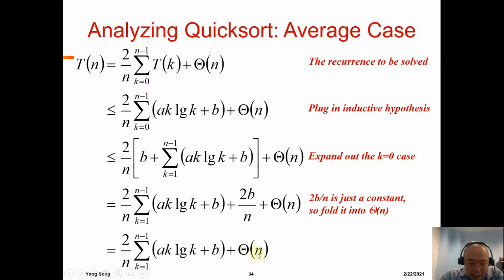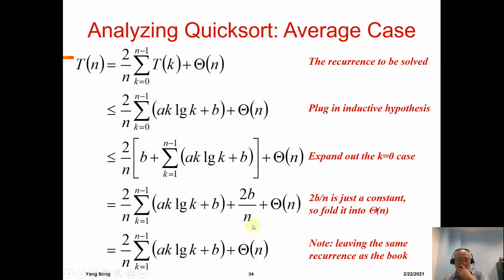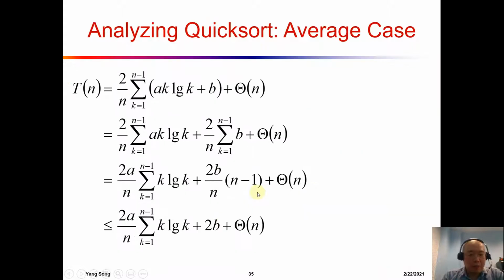And what in the next step? We find that this 2B divided by n is gone. Why? Because we have a theta n. Theta n is linear, and if we put 2B divided by n, this term is not as significant as the theta n. So this is not a significant part. You can say it is folded into the theta n, or you can say it is absorbed by the theta n. So we get rid of this part. Okay, so it is still complicated. So this is a new recursion to be solved.